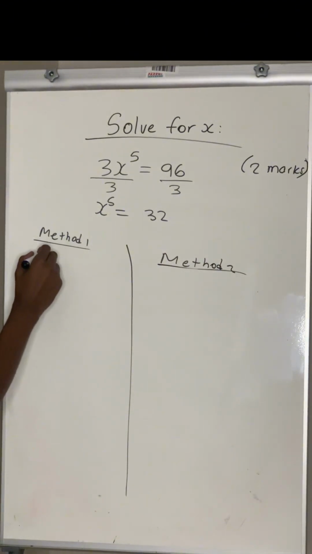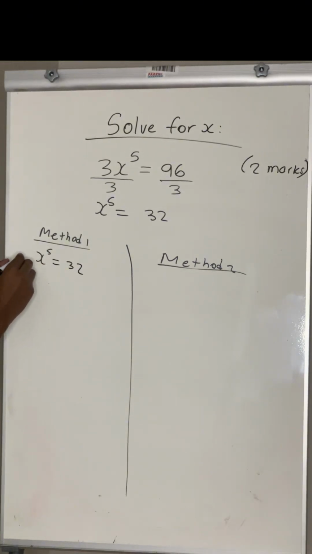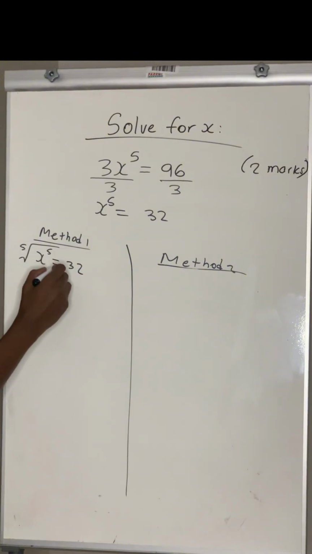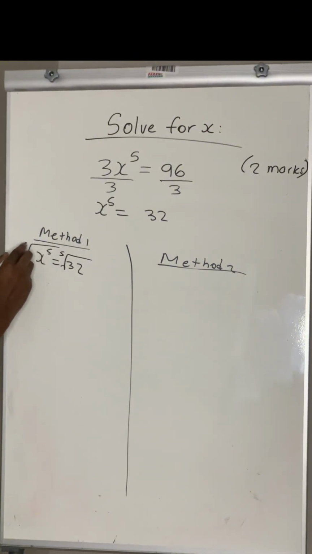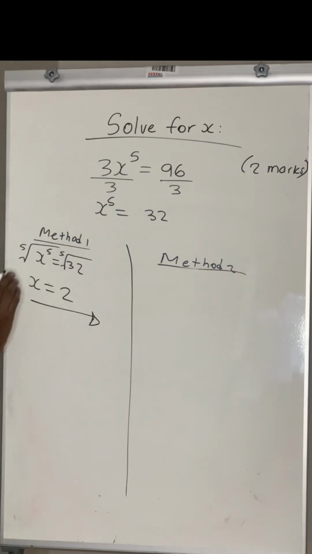With method 1, what we can do is introduce the 5th roots. Remember, we had the square roots before, now we have the 5th roots. So we introduce the 5th roots on both sides. This 5th root is going to cancel this exponent 5, and we're left with x is equal to the 5th root of 32, which is simply 2. We're done. This is method 1.